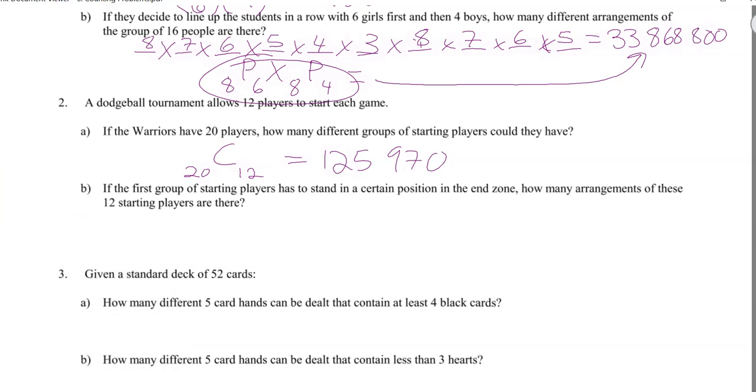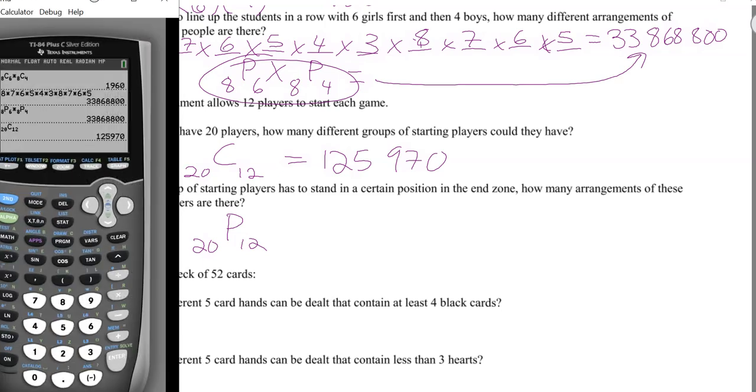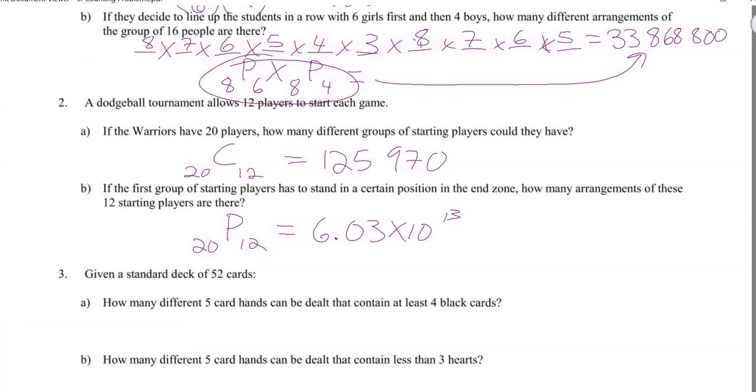If the first group of starting players has to stand in a certain position in the end zone, how many arrangements of these 12 starting players? So if you're in a certain position, then that is a permutation, and we would be looking at 20P12. So 20, math, over to probability, number 2 for permutation, 12, and we get a really big number. So 6.03 times 10 to the 13th. Okay, so 10 to the 9th is a billion, 10 to the 12th is a trillion, so that's like 60 trillion.